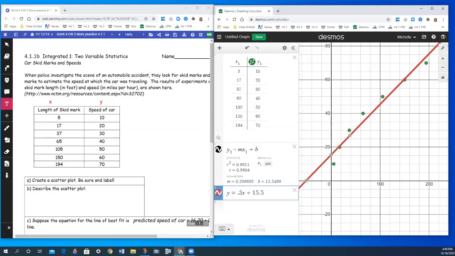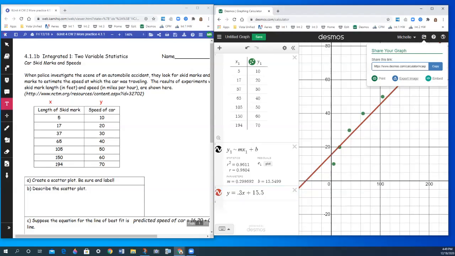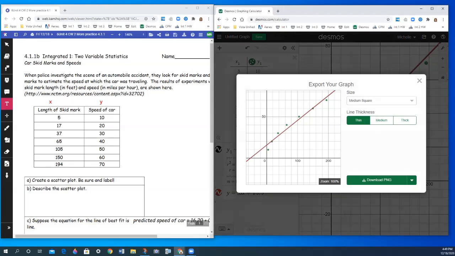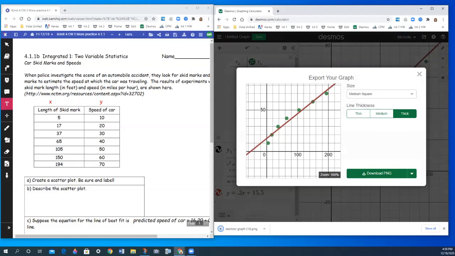So now what I'm going to do is take this graph and put it onto my Cami. So I'm going to come up here, hit share graph, export image. I think I'm going to change it to thick so it's a little bigger, and download. Now mine's going to download to my downloads on the Chromebooks. It's probably going to download to your Chromebook.